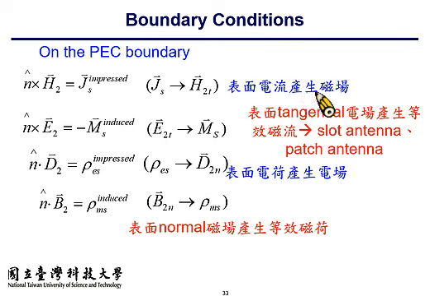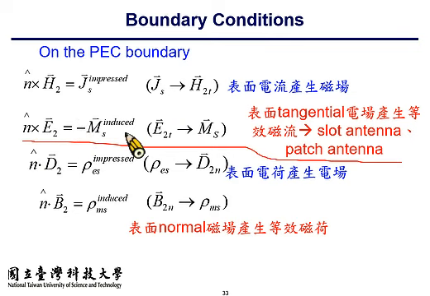The surface currents will produce tangential magnetic field. The surface charge will produce normal electrical flux density. So the second one, the magnetic current density M, if it exists, then you can produce tangential E field on the surface.